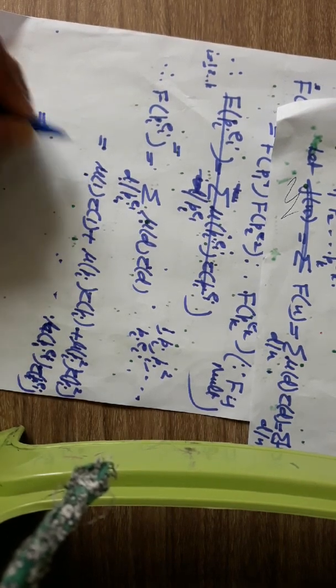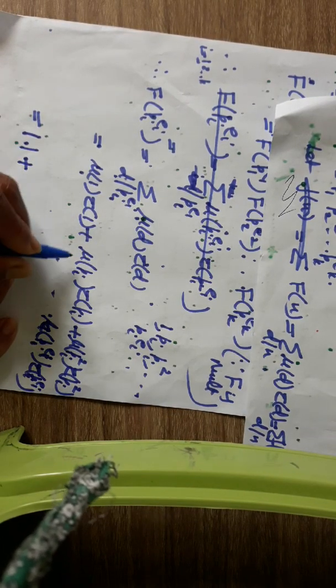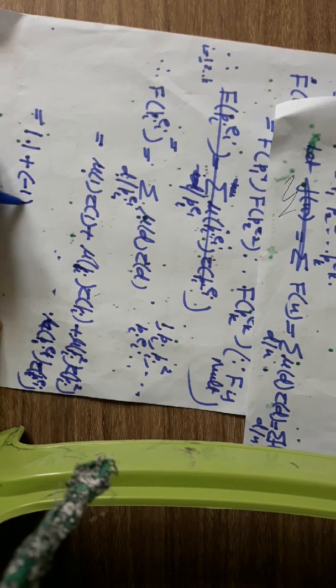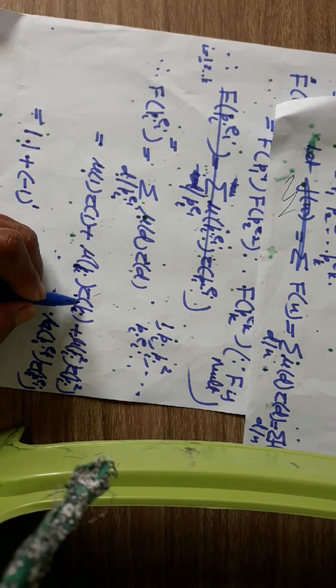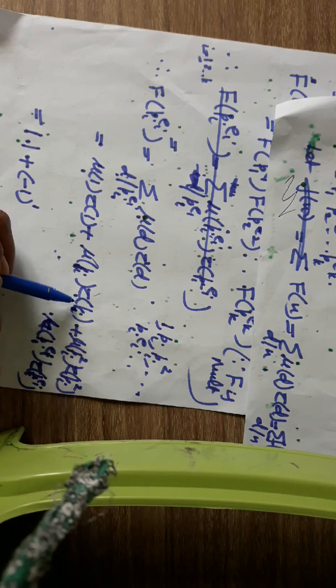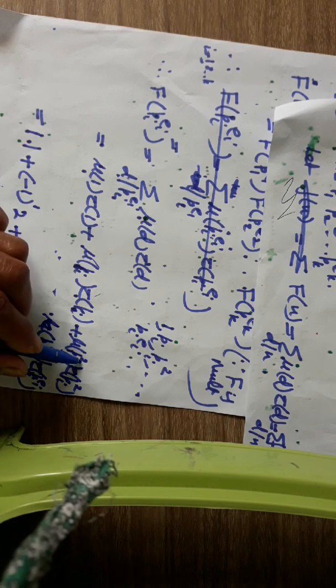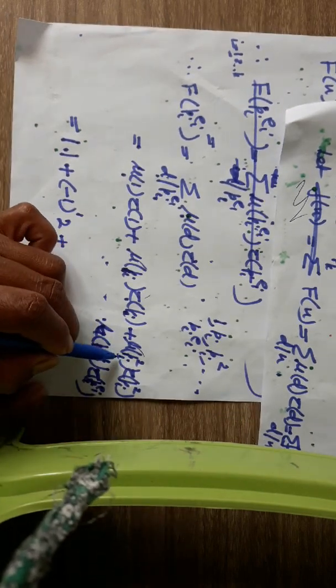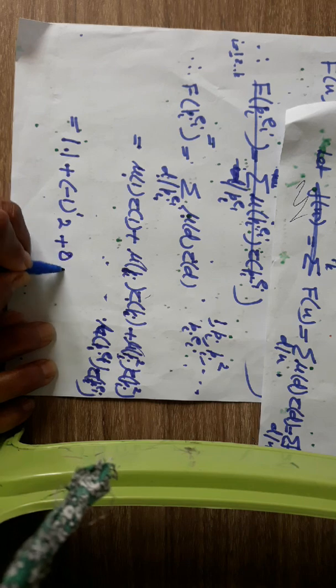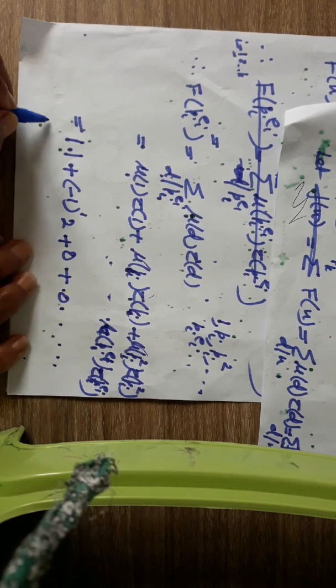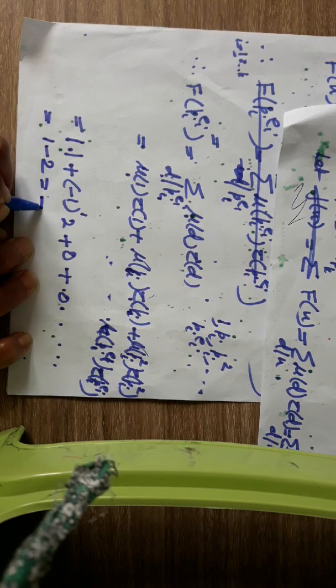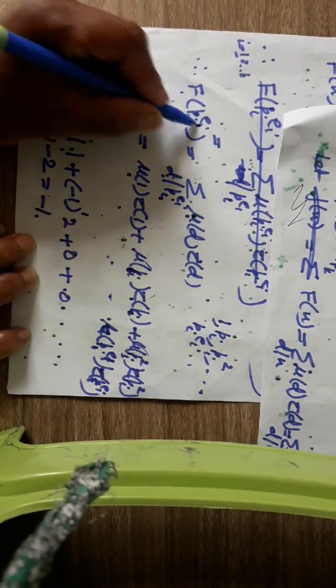Now mu of 1 we know is equal to 1, and what is tau of 1? Number of divisors of 1 is 1. Plus mu of pi: since pi is a single prime, it will be minus 1 to the power 1. And what is tau of pi? The divisors of pi are 1 and pi, so it will be 2. From pi square onwards, the terms will be equal to 0, because pi square divides, so mu is 0. So we have 1 minus 2, which is equal to minus 1. Therefore f of pi to the power ei is equal to minus 1.